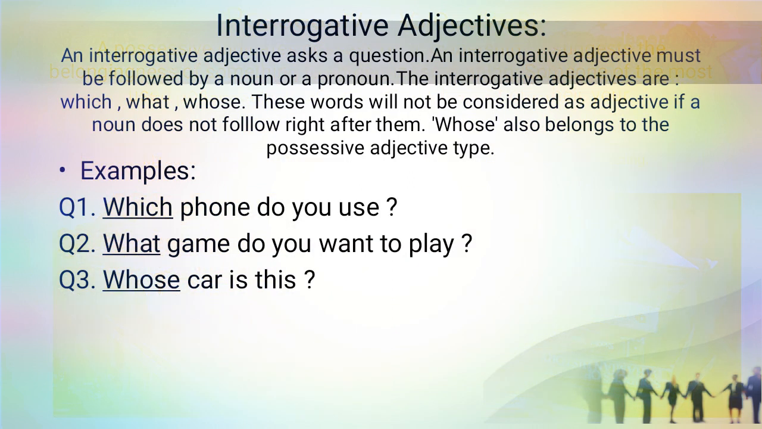Interrogative adjectives. An interrogative adjective asks a question. An interrogative adjective must be followed by a noun or a pronoun. The interrogative adjectives are which, what, whose. These words will not be considered adjectives if a noun doesn't follow right after them. Whose also belongs to the possessive adjectives type. Examples are: Which phone do you use? What game do you want to play? Whose car is this?